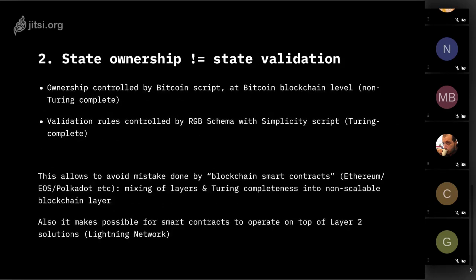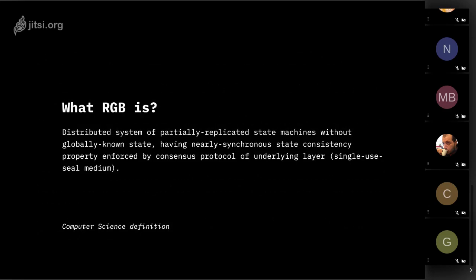And this separation of two layers, state ownership and state validation, is very important. It puts RGB very much aside from existing smart contracting systems. Also, it makes it possible for RGB to operate on top of Lightning Network and other potential future layer 2 solutions like multi-party Lightning channels. Basically, you can have atomic swaps or any kind of advanced Bitcoin technologies, DLCs, with RGB, whatever you require, without any changes to RGB itself, because of this separation, which is absent in any other smart contracting system.